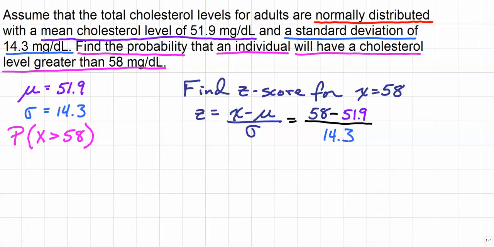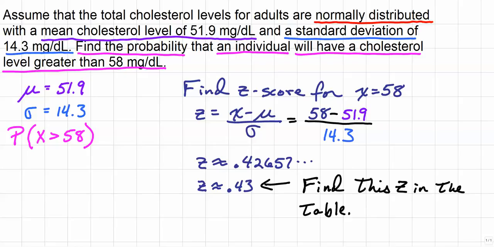Once we calculate that, we get that z is approximately equal to 0.42657, and it continues on, but we're only really concerned with 2 to 3 decimal places. So we're going to round and get z is approximately equal to 0.43. This is what we're going to look for in the table. We will find this z in the table. So now we have to look at the table, and I'm only going to import part of the table so that we can look at it.